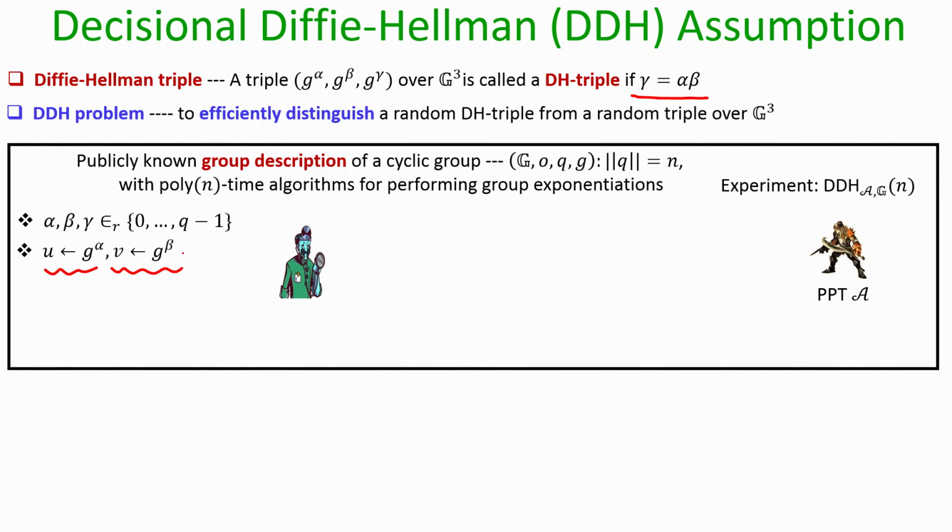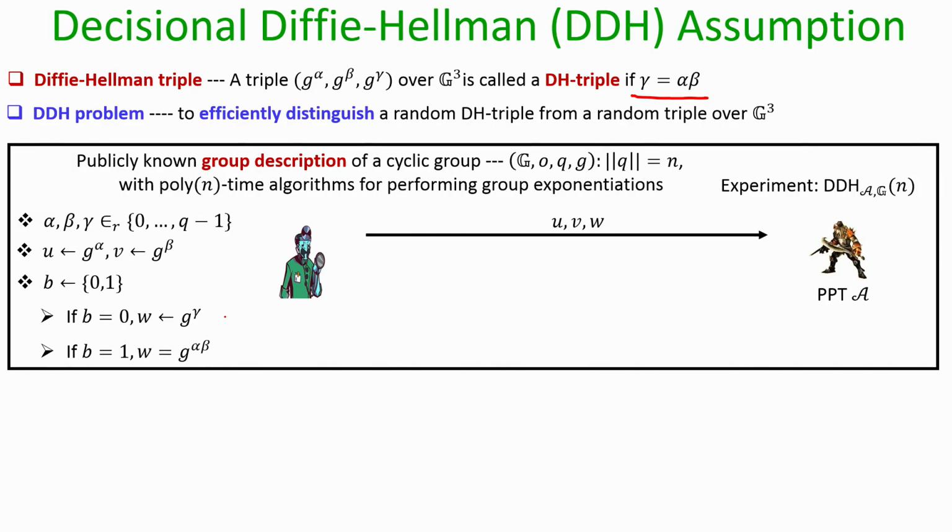Since alpha and beta are randomly chosen, it automatically implies that the elements u and v are also random elements from the group. And now, to generate the third component of the challenge, the challenger throws a uniformly random coin: with probability half it could be 0, with probability half it could be 1. If the coin toss is 0, then the third component of the triplet, namely w, is set to be g to the power gamma. That means w is a uniformly random element independent of u and v, whereas if the coin toss is 1, then w is set to be g to the power alpha times beta.